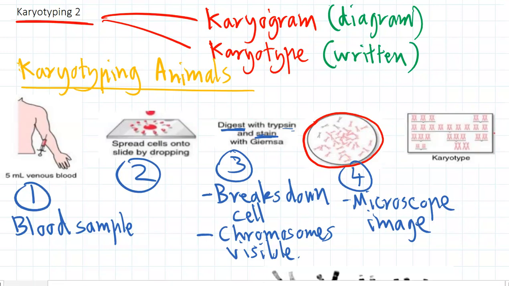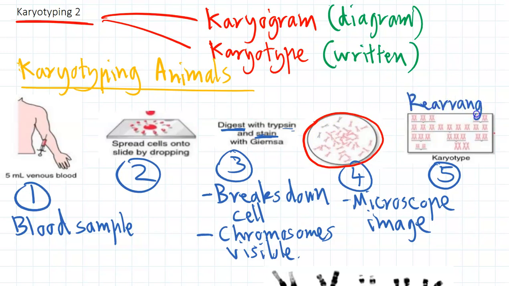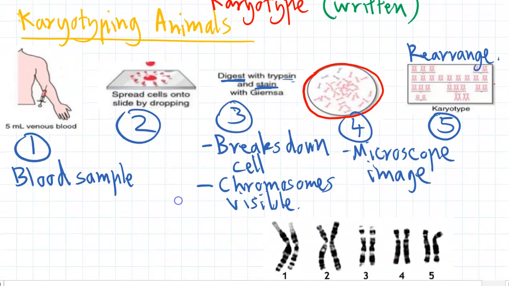And from there, they just take the photo and use Photoshop or some other software to cut and paste each chromosome, put them in order, and arrange them neatly in a karyotype. People actually have to do that because chromosomes don't just line up themselves in a neat karyotype. So the last step is to rearrange them. And from there, you can go on and diagnose if that person has a genetic disorder to do with their chromosomes.